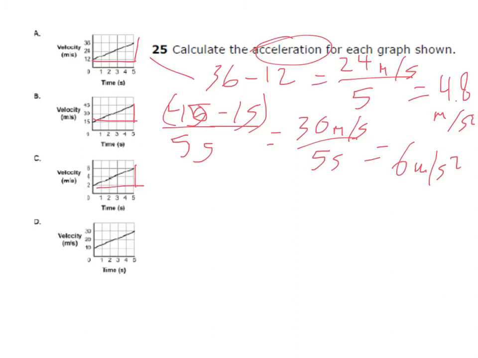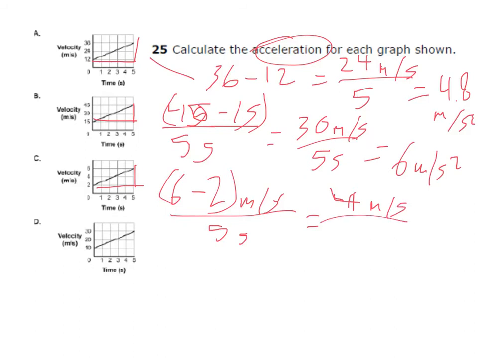Rise over run for question C. That's 6 minus 2 meters per second over 5 seconds. So that's 4. Handwriting is bad on an iPad. 4 meters per second over 5 seconds. So that's equal to 0.8 meters per second squared.